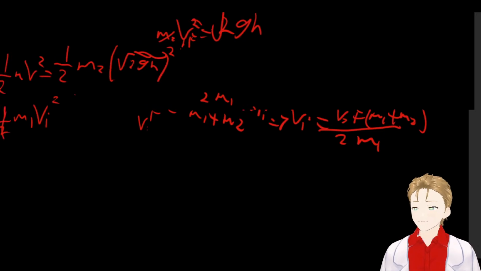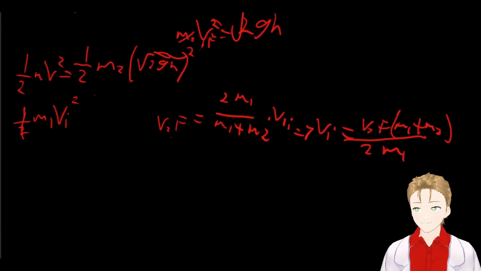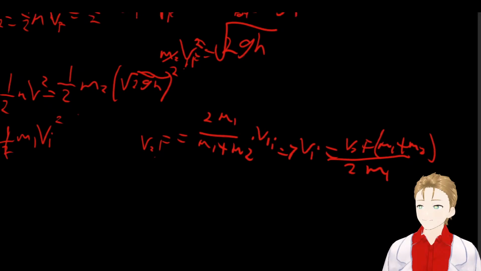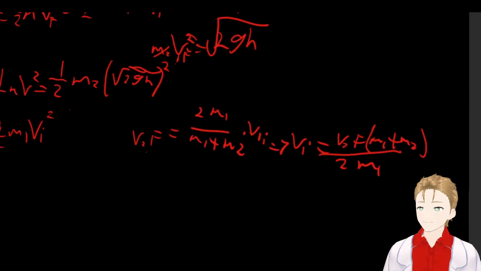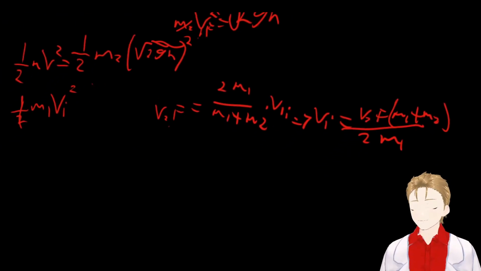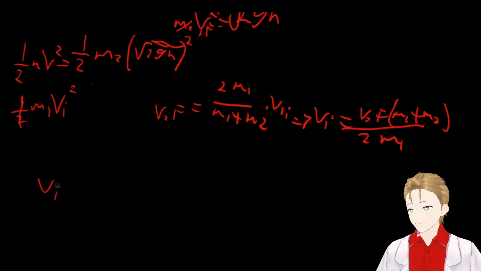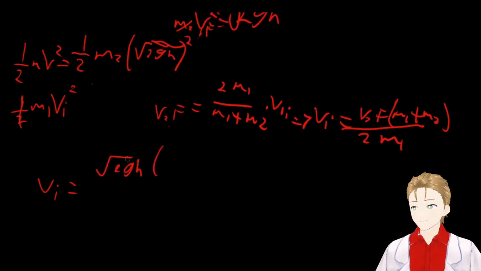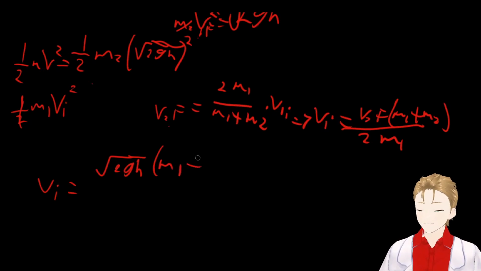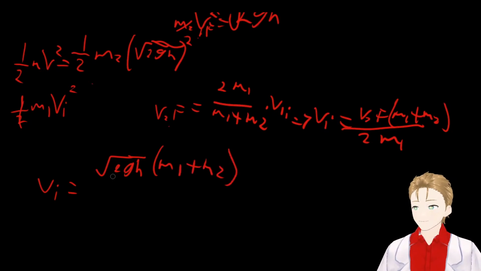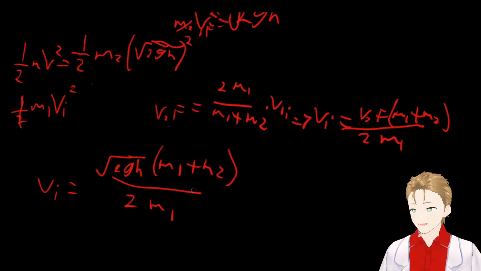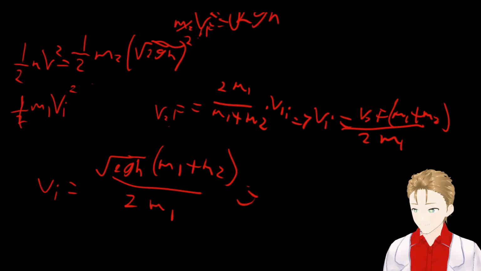Well, if we say that the second one's okay, what if we say that this is square root 2GH times M1 plus M2 over 2M1. Okay, what if I try that converted as planned?